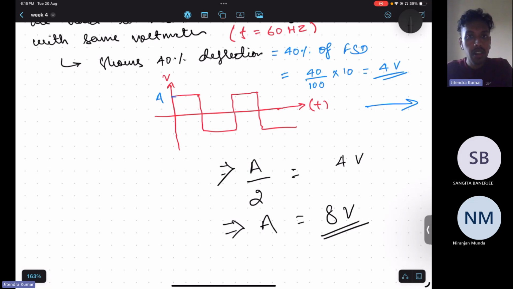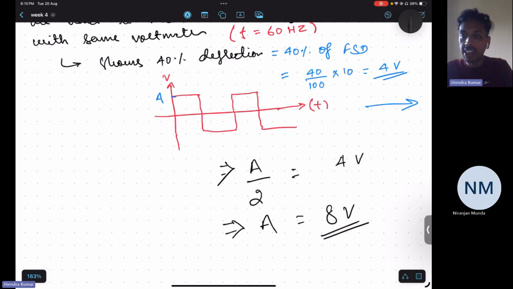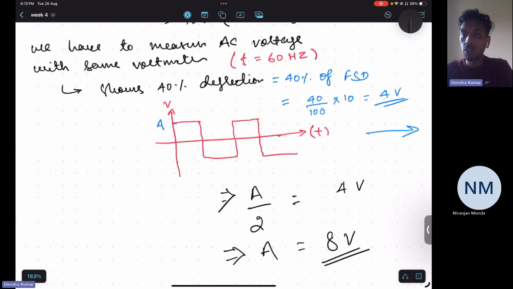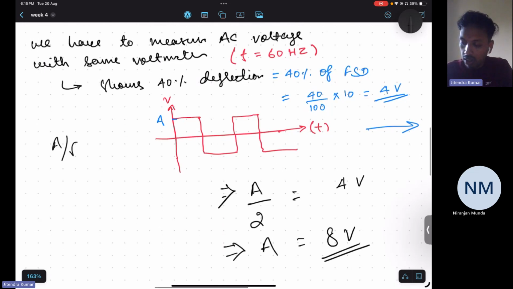Square root of, under root, and integration 0 to pi. Exactly, so you are correct. So can you just see this waveform and let me know the value? For this kind of voltage waveform, what will be the RMS? A by root 2? Yes sir. Okay, so let us calculate.